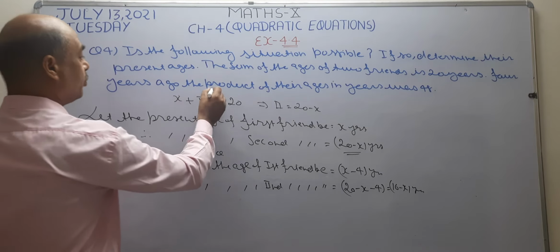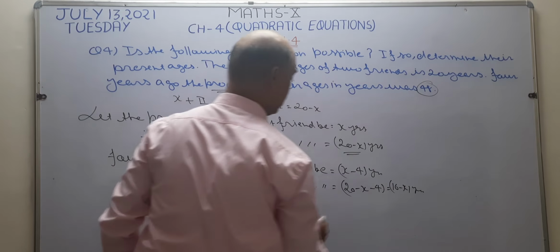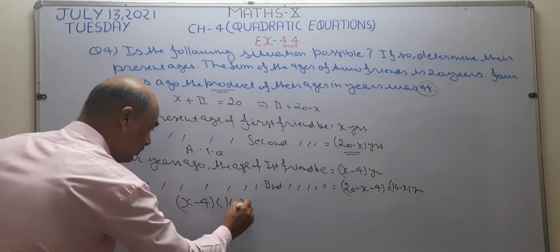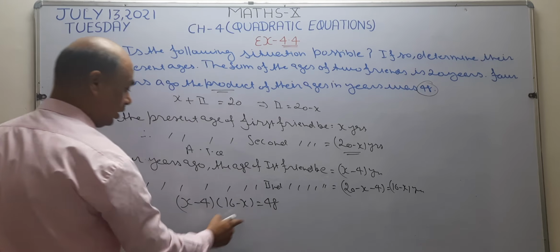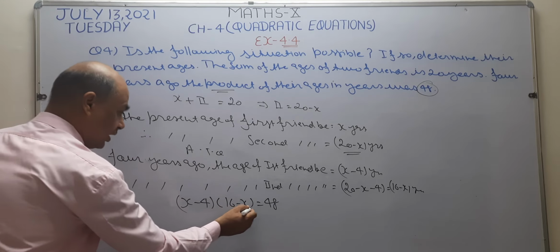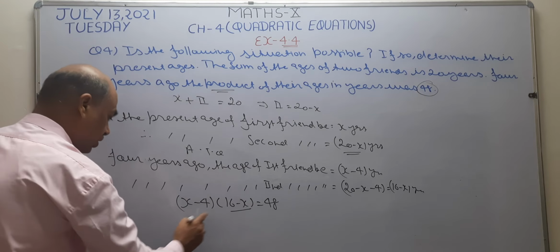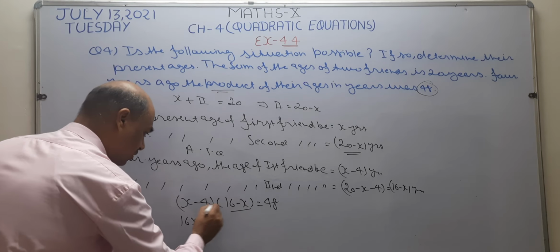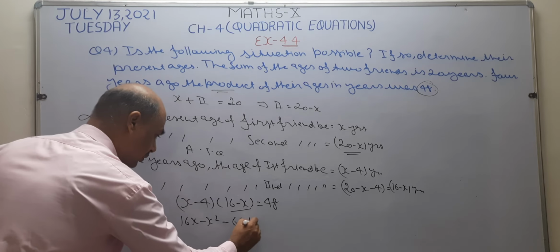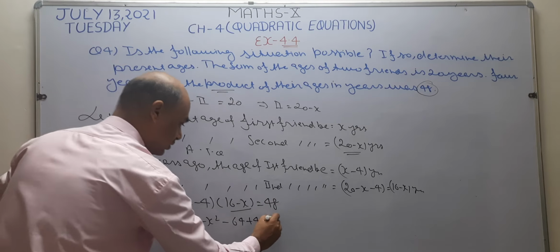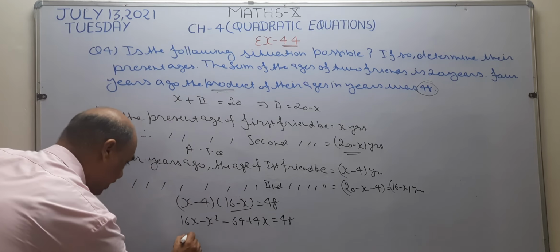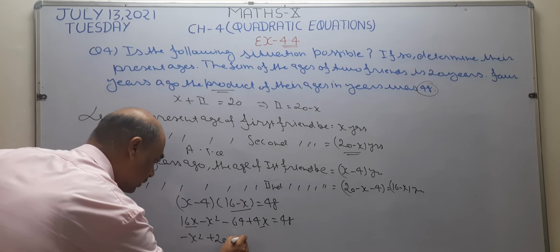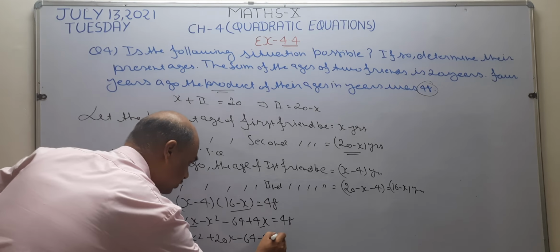Now, it is given that the product of their ages is equal to 48. So write here, x minus 4 into 16 minus x is equal to 48. I want to open this bracket. I multiply first by x. x into 16 becomes 16x. x into minus x becomes minus x square. Then minus 4 into 16 is minus 64, and minus 4 into minus x is plus 4x, equal to 48. So minus x square, 16x plus 4x becomes 20x, minus 64 minus 48 equal to 0.